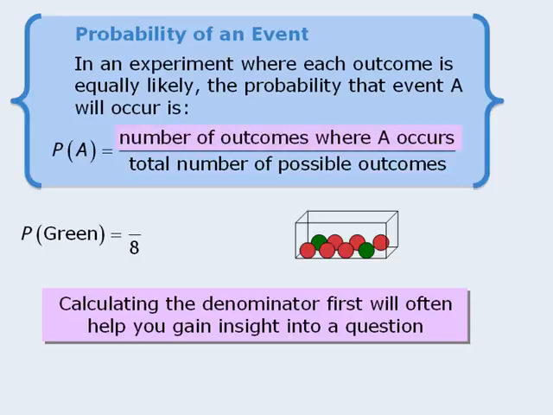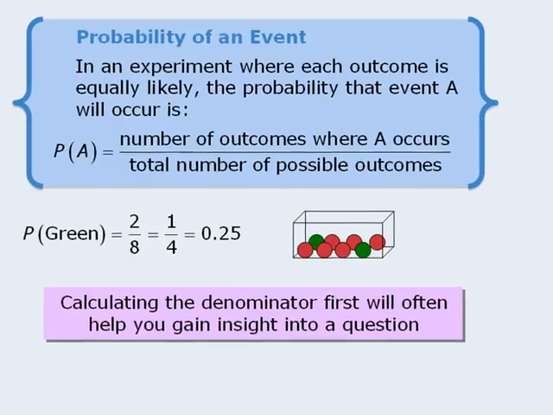Next, we'll examine the numerator. Now, we already know that our experiment has 8 possible outcomes. We now want to know how many of those 8 outcomes are such that a green ball is selected. Since 2 of the 8 balls are green, there are 2 possible outcomes where a green ball can be selected. Now, when we simplify 2/8, we get 1/4, and if we wish, we could rewrite this as the decimal 0.25. So the probability that the selected ball will be green is 1/4 or 0.25.